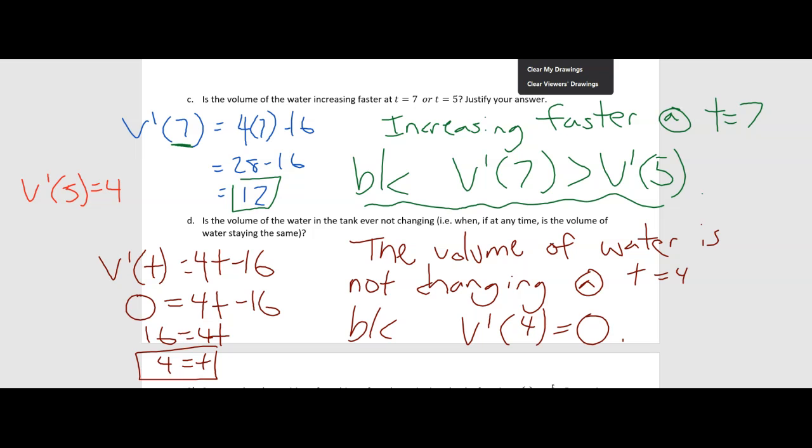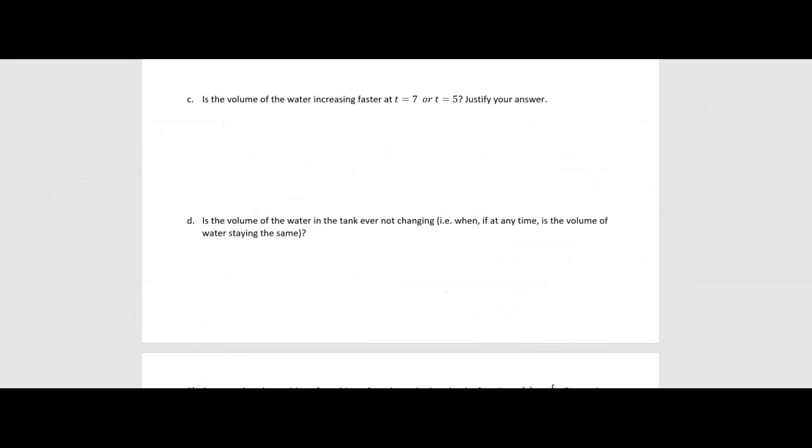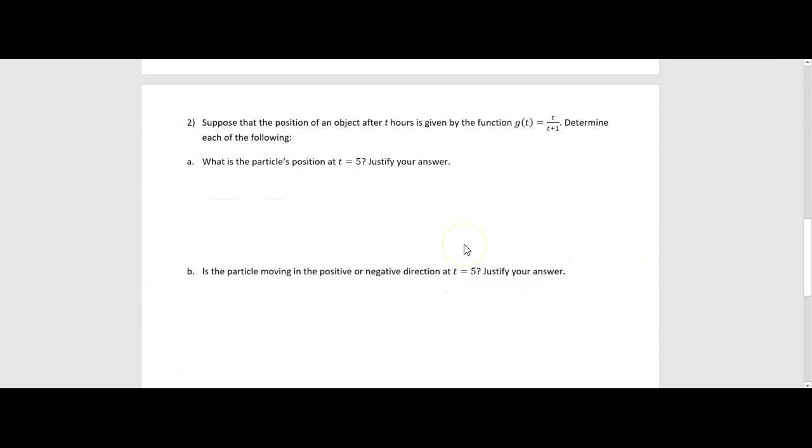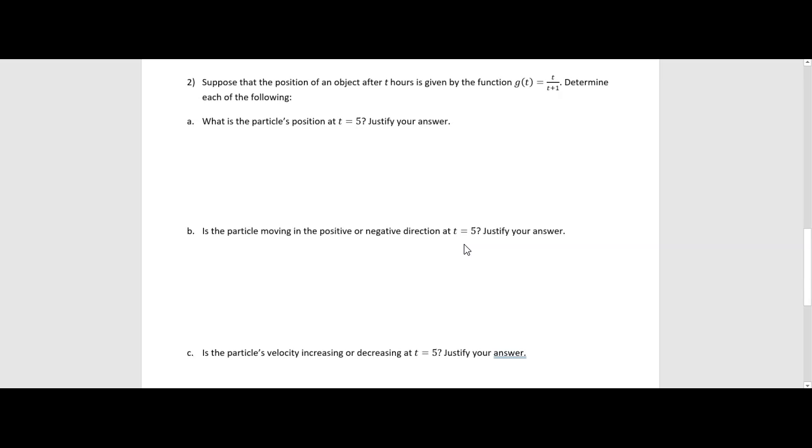All right, let's go on to the second page, and let's look at a particle motion problem. Again, I'd encourage you to pause the video and attempt this problem on your own before you come back and look at the solutions. So it says, suppose that the position of an object after t hours is given by the function g of t equals t divided by the quantity t plus 1. And we have several questions. Part A says, what is the particle's position at t equals 5?